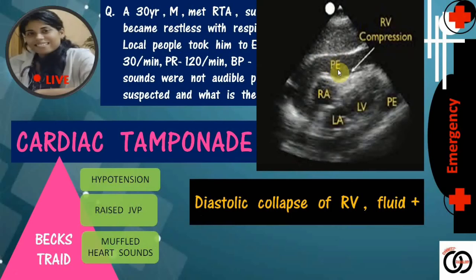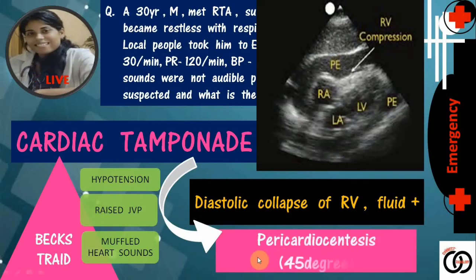We manage the case by emergency needle pericardiocentesis, that is needle insertion in the subxiphoid space at 45-degree angle to the skin directed towards the left shoulder tip under guidance of ECG and echo.